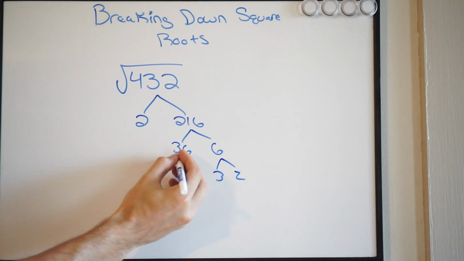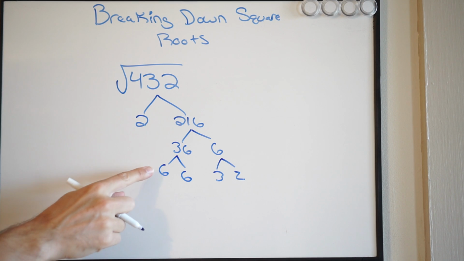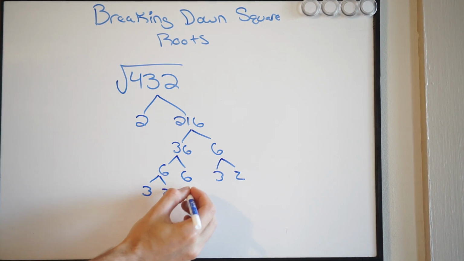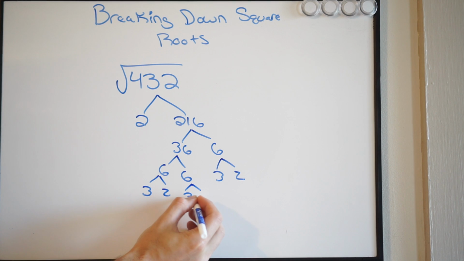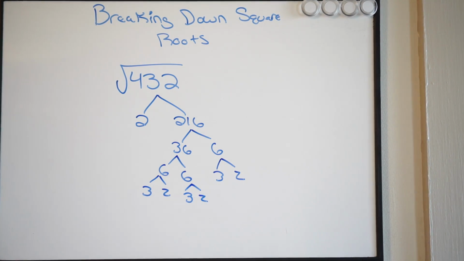Let's work on 36. We do 6 and 6. Again, I can keep going further. So I get 3 and 2. Same thing here, 3 and 2, and these are both prime and these are both prime, so I don't go any further. Now, what you want to do is start circling pairs of your prime numbers.